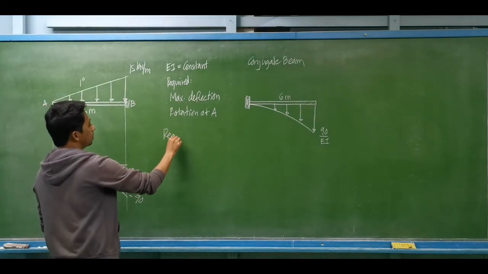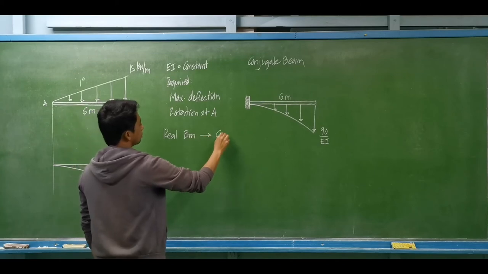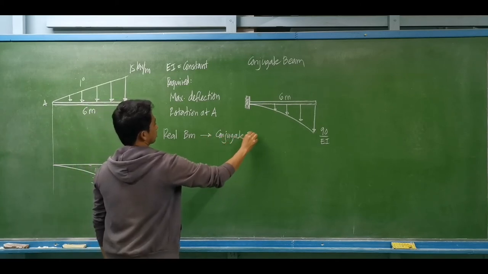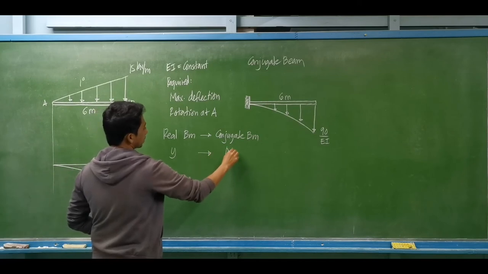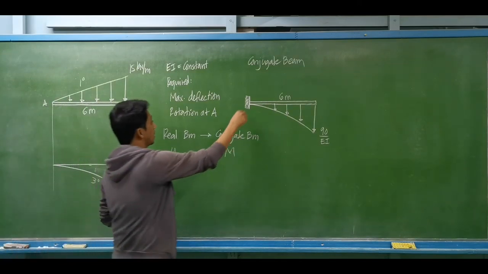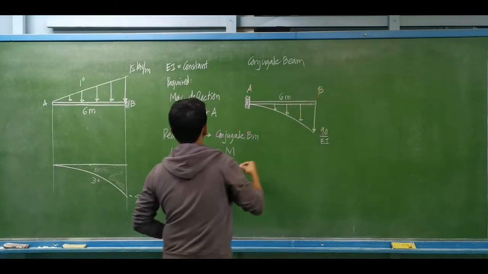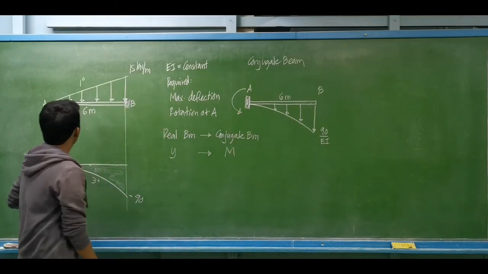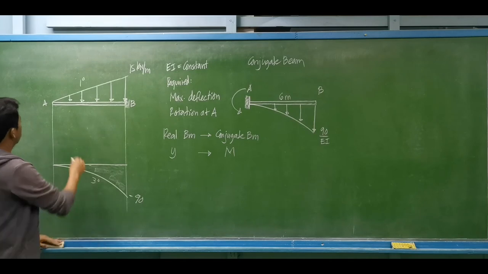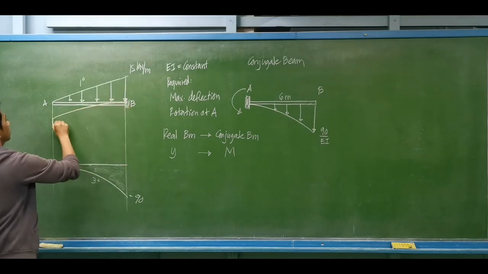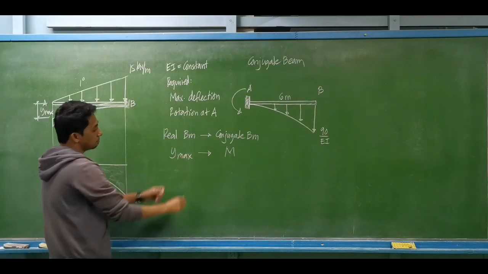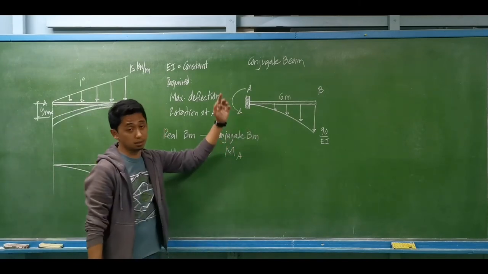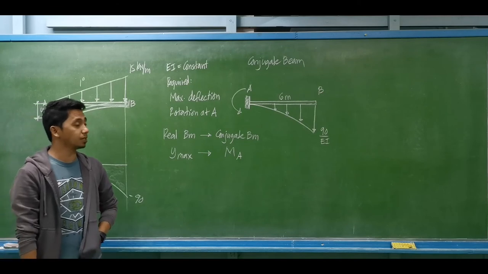Again, if we compare a real beam and a conjugate beam, the deflection y is the same as the moment on the conjugate beam. So we have point A and point B. Therefore, here in the conjugate beam, that is basically the equivalent deflected form of the beam. Alright, so the deflection at A is the same as the maximum deflection for a cantilever beam. So the maximum deflection on the real beam is the same as the moment at point A on the conjugate beam. So all we have to do is determine the moment about A.